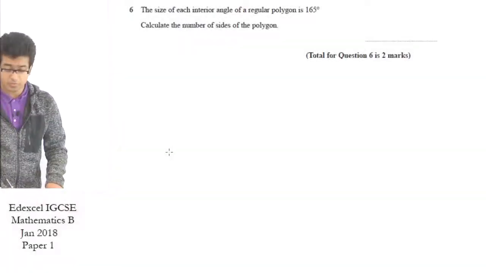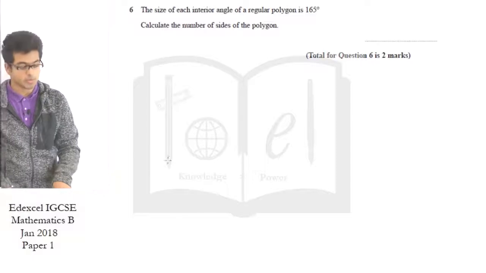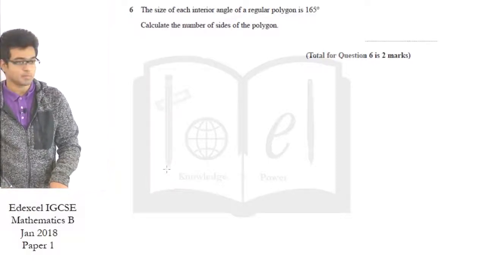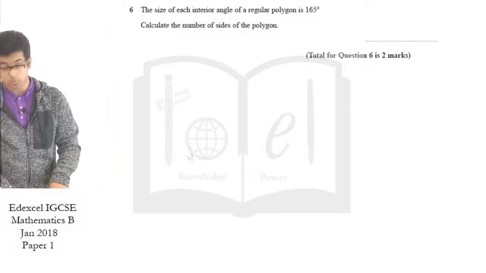The size of each interior angle of a regular polygon is 165 degrees. We've been asked to figure out how many sides the polygon has. How do we do this? Well, to do this, we recognize that any polygon can be cut into a bunch of triangles, and the number of triangles it can be cut into is 2 less than the number of sides.